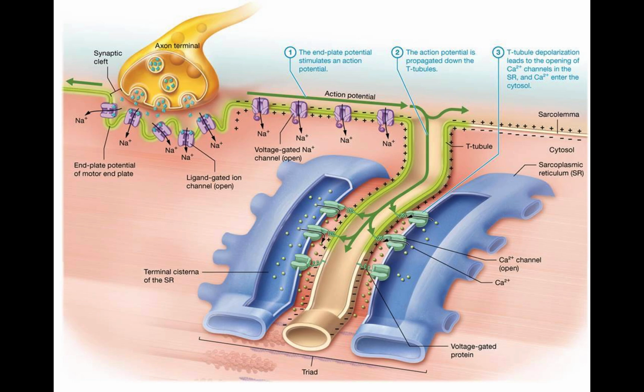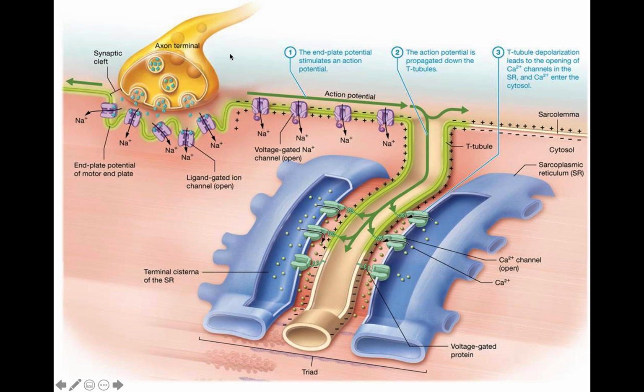So let's talk about those events. So here's a nice diagram. Here's our axon terminal with our vesicles with the acetylcholine. We know all the events, right? Everything that leads to acetylcholine being dumped into the synaptic cleft, diffuses across, binds to these ligand-gated sodium channels. Sodium rushes in, causes an end plate depolarization, an end plate potential, a localized depolarization right here that reaches a threshold value, which then triggers these voltage-gated sodium channels to open.